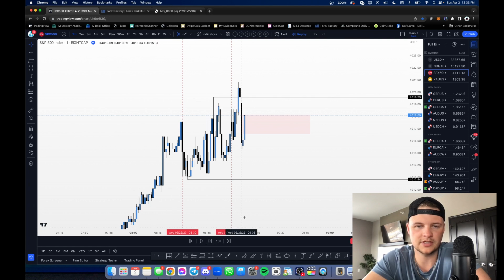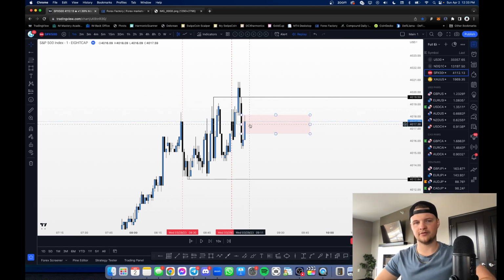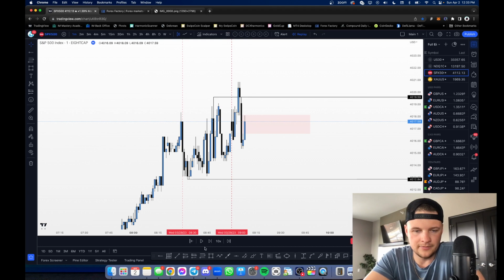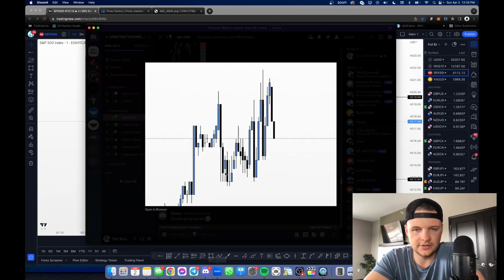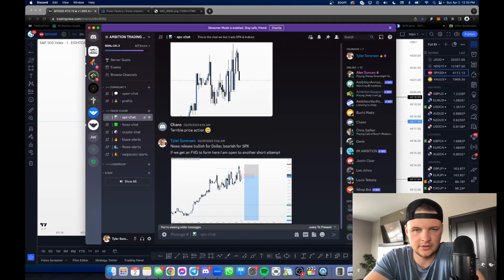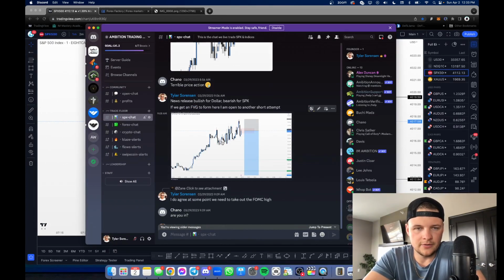So boom, price comes up and actually closes inside that fair value gap on the next candle. And my entry was right in the middle or so of this fair value gap. So just showing you guys where it was called out. So here we go, news release, bullish for dollar, bearish for SPX, right? So that added to our bias.